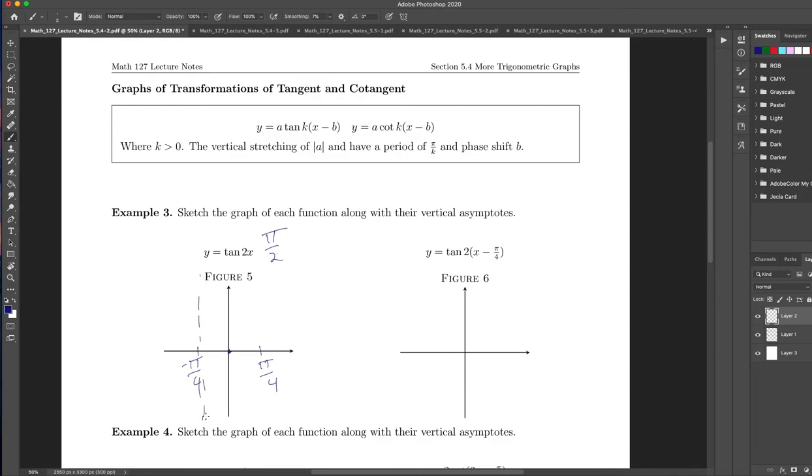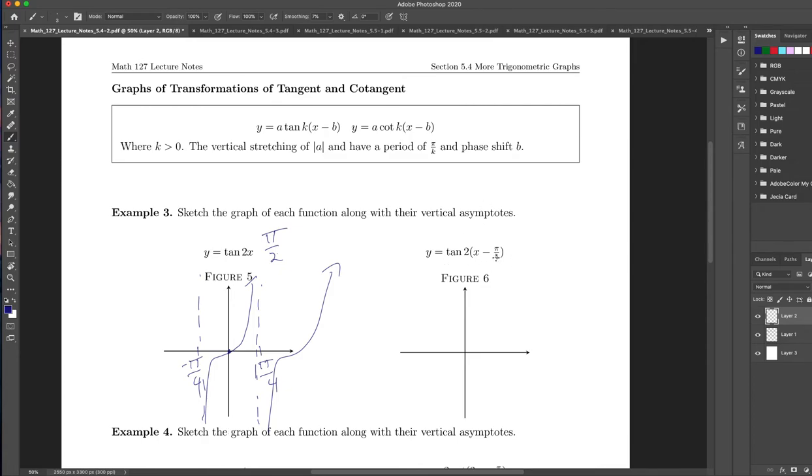So we're just going to draw our asymptotic lines. And then it'll come in, go through at 0, come back up, and then it repeats itself. Then it'll repeat itself, so you can draw more than one if you want.